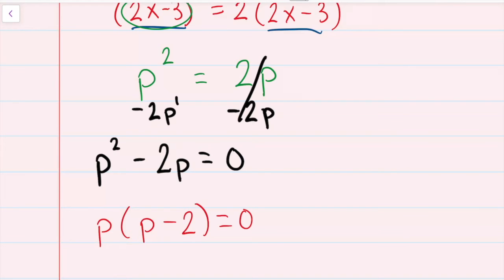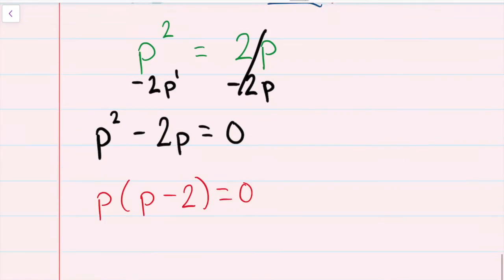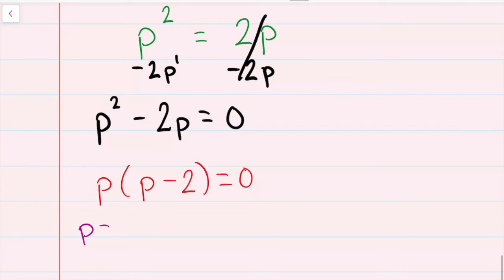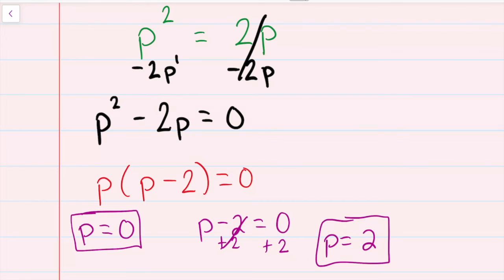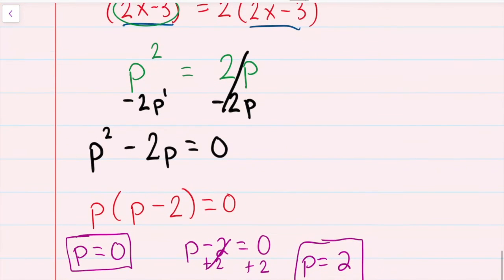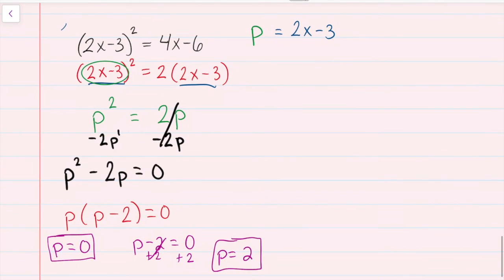Okay, at this point, we have two possible answers, guys. My p is equal to 0, or p minus 2 is equal to 0. Well, this one's already solved for you. And this one, when I add a 2, I know that p is equal to positive 2. Now, is that the answer you're going to see on the homework? No. You know why? Because you created the letter P by yourself. But now you know what P represents, so we can go back to that.